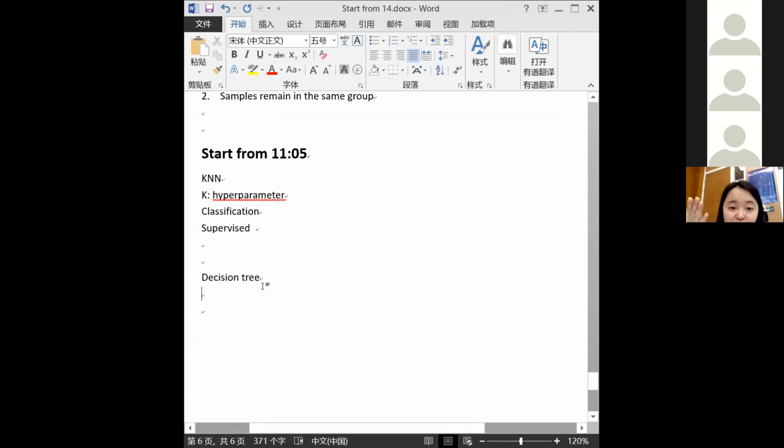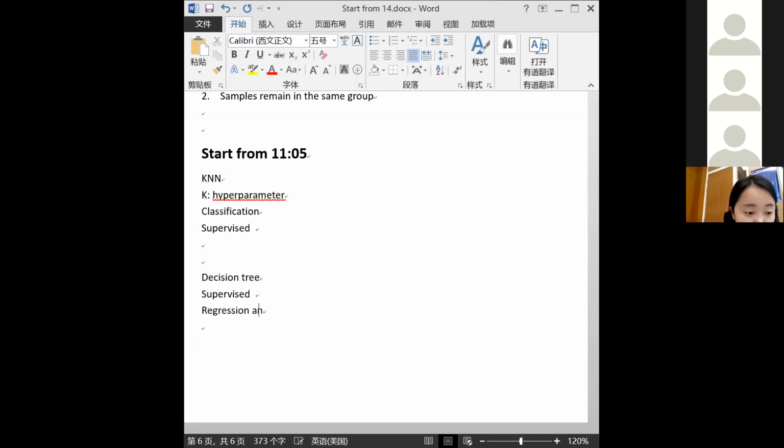First, decision tree is of course a supervised learning algorithm, and we will explain how decision tree works later. And decision tree can solve both regression and classification problems.